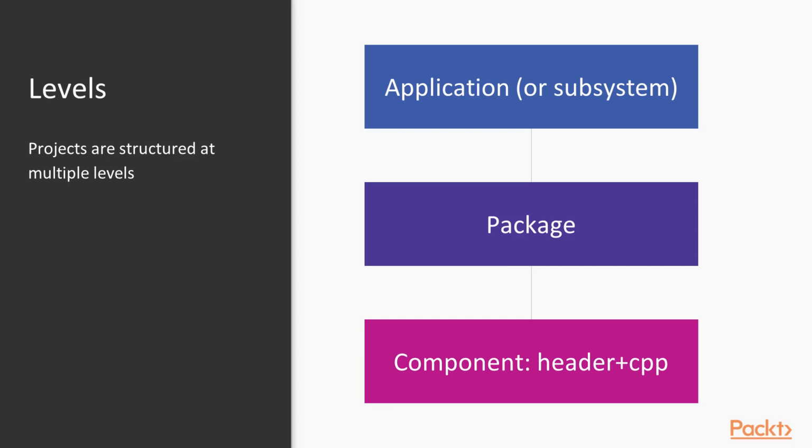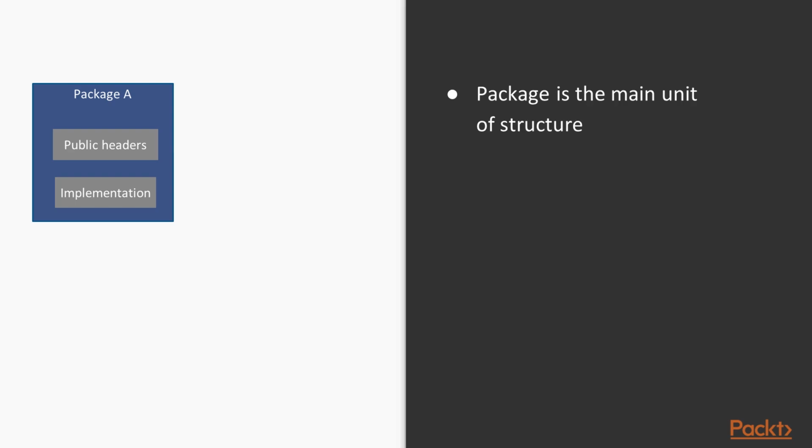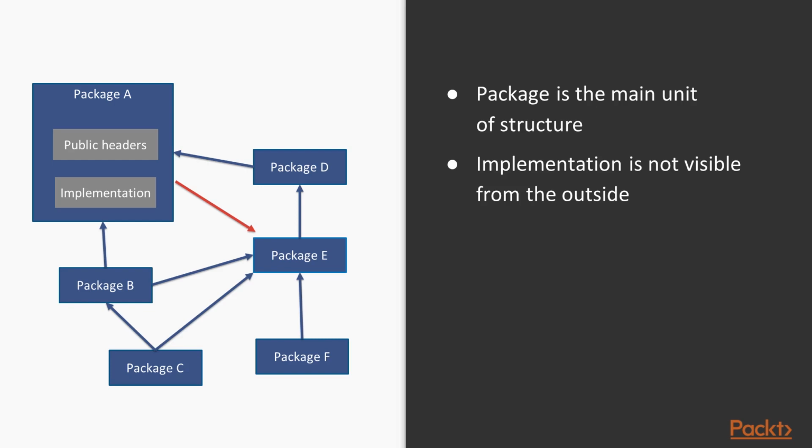An example of a component is a class in two files, namely a header file and the corresponding CPP file with implementation. And the main unit of project structure is, of course, a package. So a package, once again, is probably a folder containing a few headers with a few C++ files, and a package is typically responsible for a small part of your application. Implementation of the package, unlike the public headers, is not visible from the outside. Packages depend on one another, and dependencies should really be under your control.